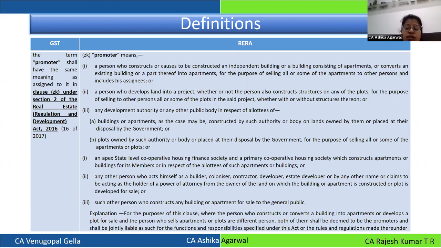So under RERA, if you are not registered as a promoter or you don't qualify as a promoter, accordingly there will be changes or consequences under GST also. Because if you are not qualified as a promoter under RERA, the question arises whether RCM will be applicable or not. On development right, the promoter is liable to pay under reverse charge mechanism. So will the promoter be liable or not? Because as per RERA, both landowner and promoter need to be registered under RERA. So this is the first definition, promoter.